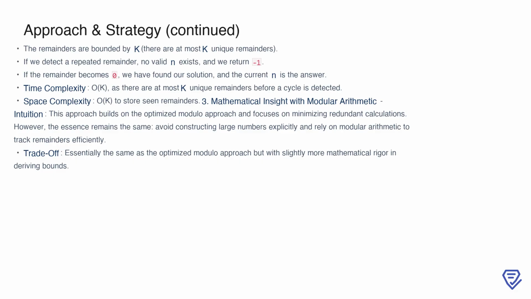The time complexity of this approach is O(k), as we only process a maximum of k unique remainders before either finding a solution or identifying a cycle. The space complexity is also O(k), used to store the remainders we've seen.